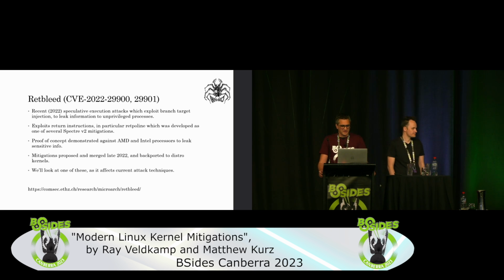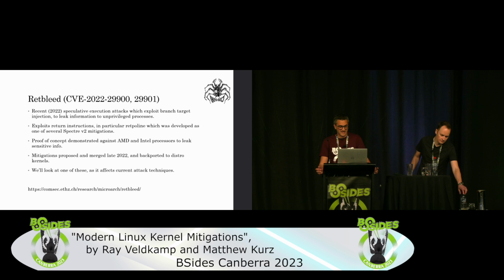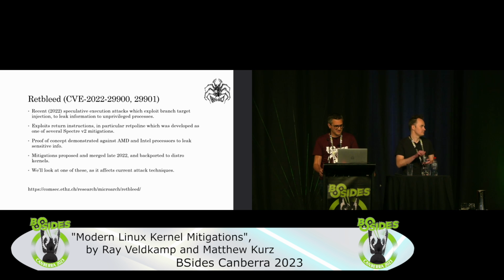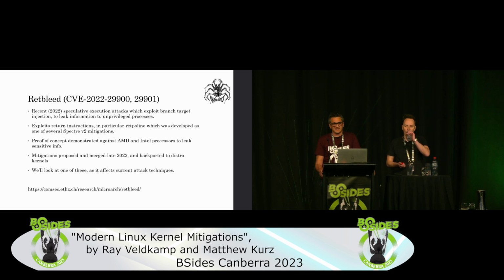I'm going to talk quickly about RepBleed. I'm not going to go into too many details, but in 2022, RepBleed happened. It's a speculative execution attack. This one exploited return instructions and specifically retpoline, which was developed as a mitigation for the Spectre v2 issues. A proof of concept was demonstrated against AMD and Intel CPUs, and they were able to leak sensitive things like /etc/shadow and keyrings.